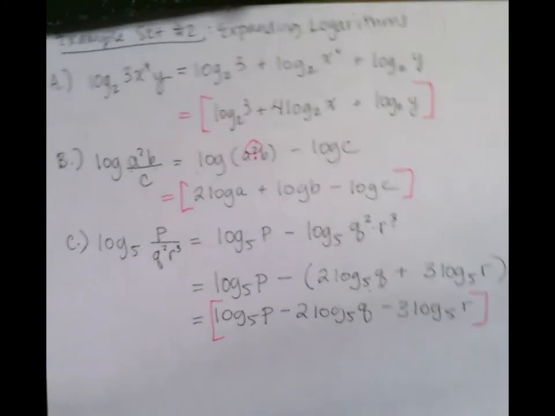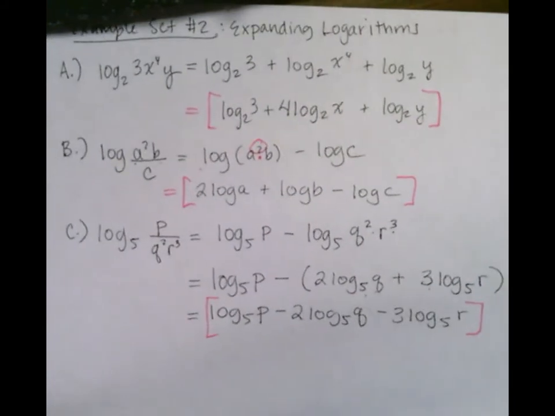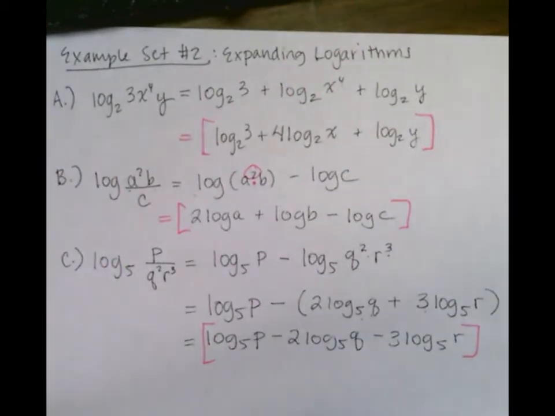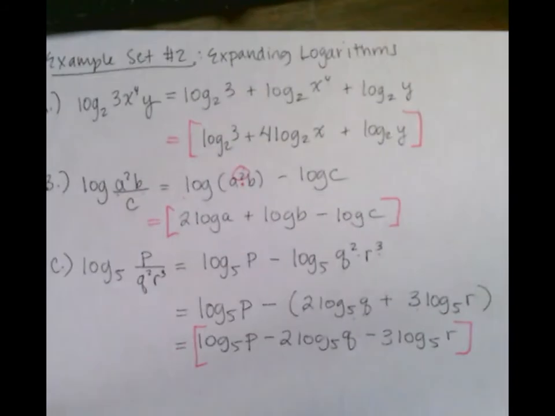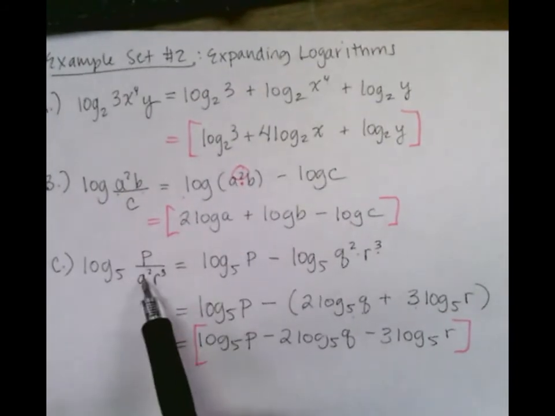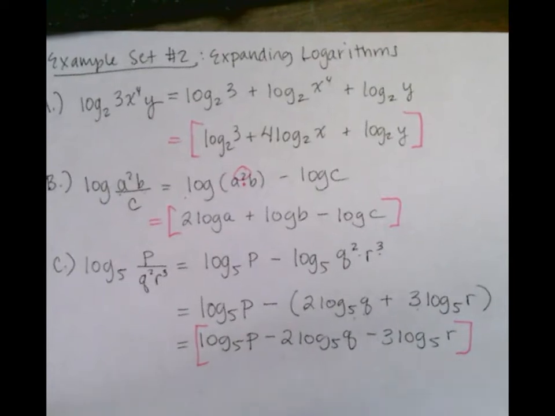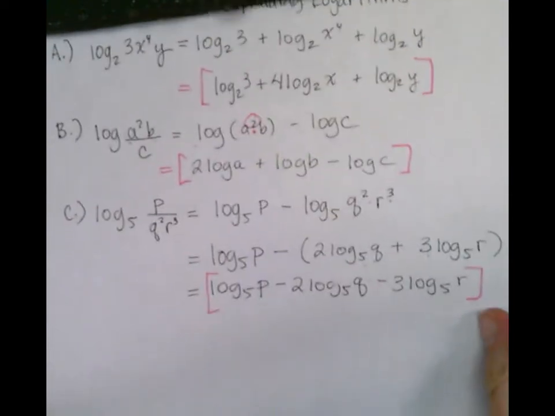So again, this process is called expanding logarithms because if you notice, what we started with is a lot smaller, more condensed than what we ended up with. So we're going to think of our condensed version as being a product or a quotient, and then our expanded form as being the sum or the difference.